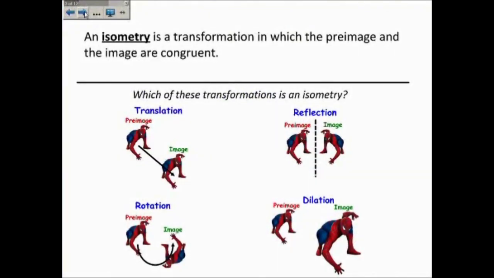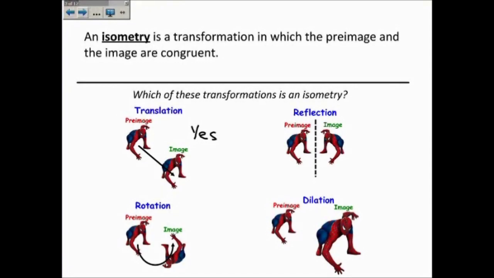Okay, an isometry is an idea that's really connected to this idea of transformations. An isometry is where the pre-image and the image, which happens after the transformation, those two figures are congruent. So in this translation where we have a picture of Spider-Man and it's translated down, are these two pictures congruent? Are they the same size and shape? The answer would be yes. And so translations create an isometry, or they're isometric.